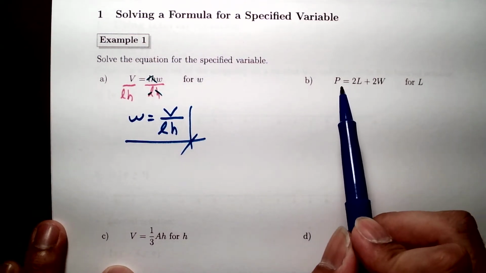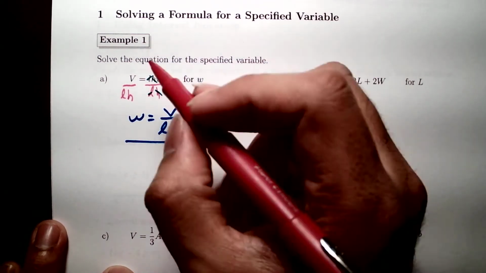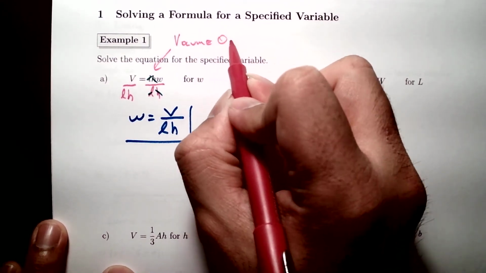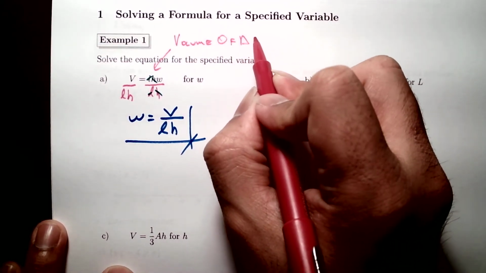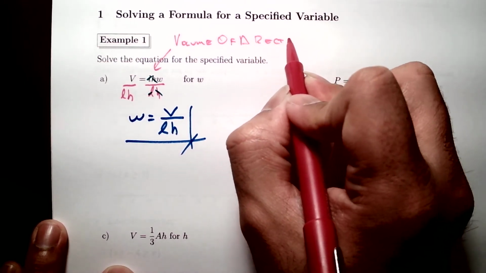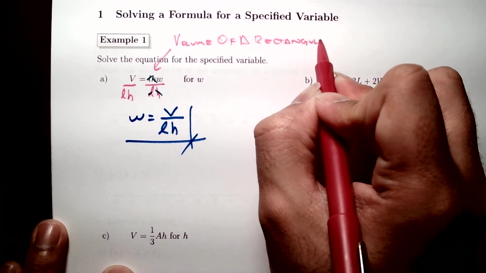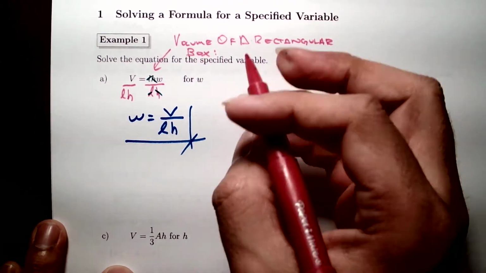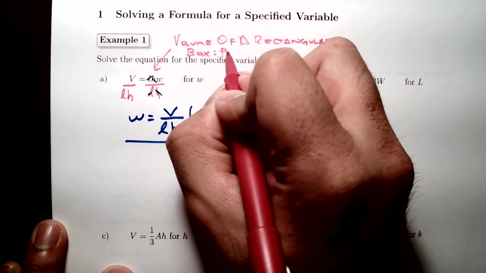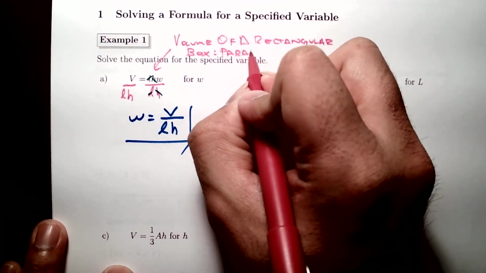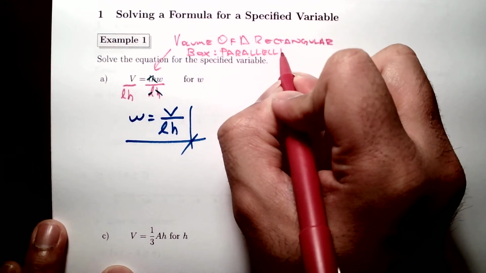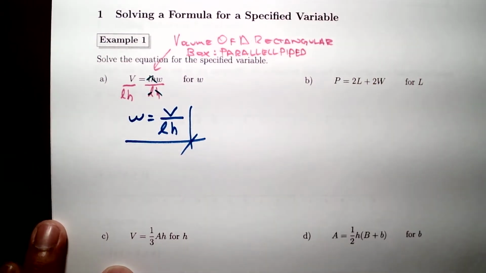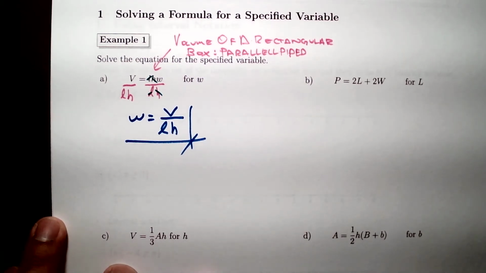For letter A, let's actually write what it is for. Volume of a rectangular box. And this one has a fancy name, parallelepiped. That's the fancy name, parallelepiped.